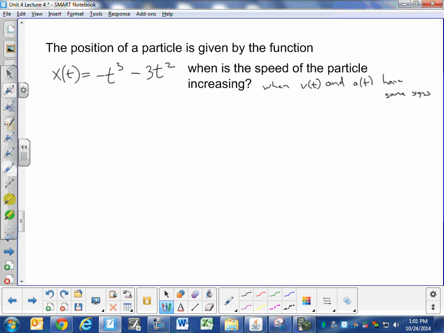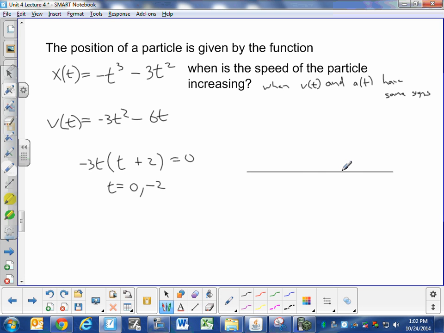I just go through the process of finding the derivative, its critical points, and whether it's positive or negative to the left and right of those critical points. Then I do it with the second derivative to find A, find the critical points, find when it's positive or negative, and we go from there. So first we find V by taking the derivative of x. I get negative 3t squared minus 6t. Set that equal to 0. I get t plus 2, giving me 0 and negative 2.